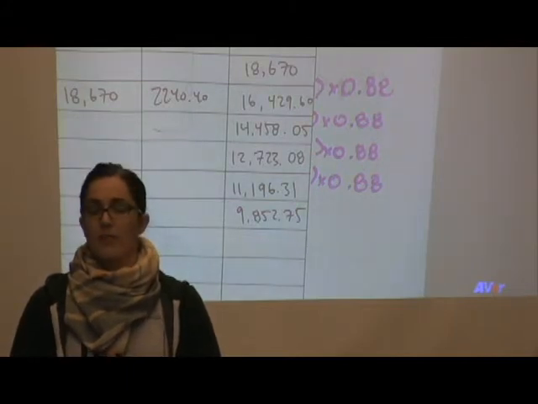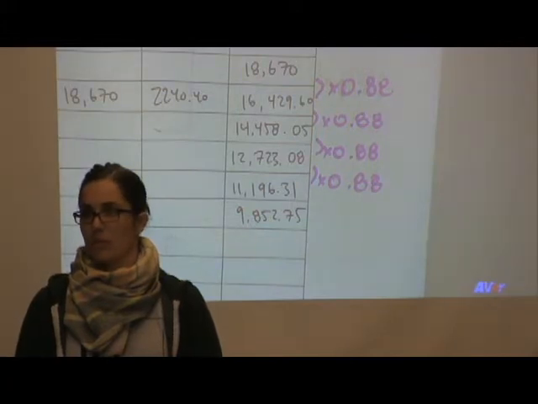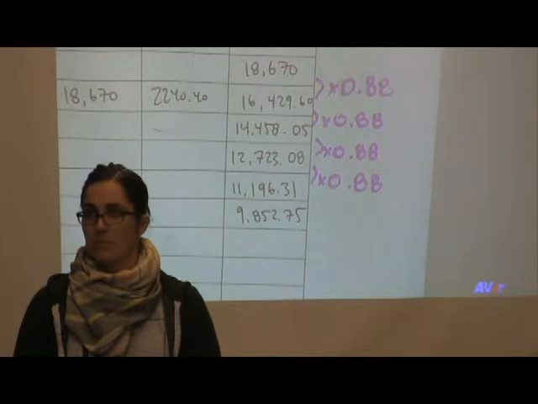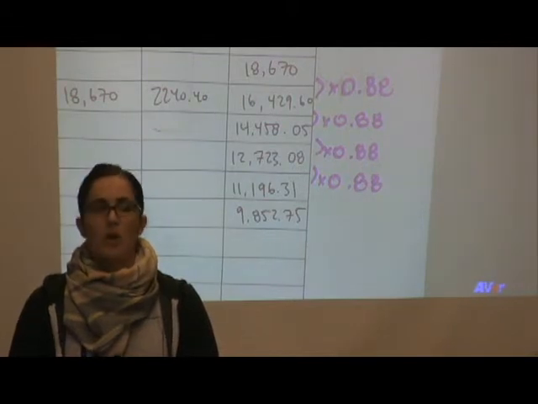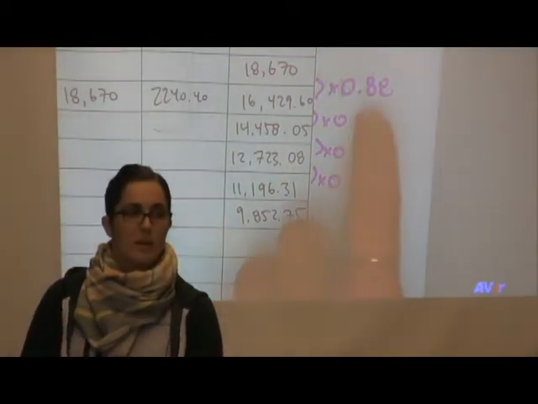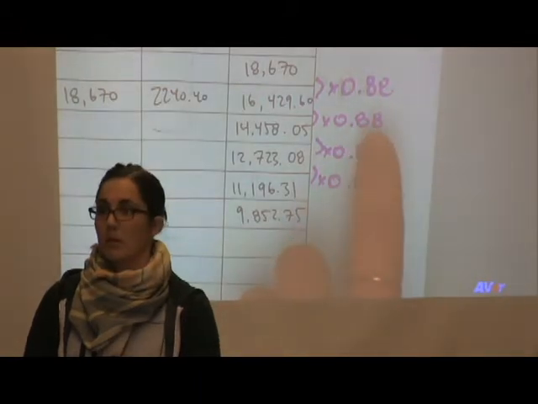Could you tell me, if I was losing 6%, what my multiplier would be? 0.94. Okay. So where did this come from? Go ahead, Maud.